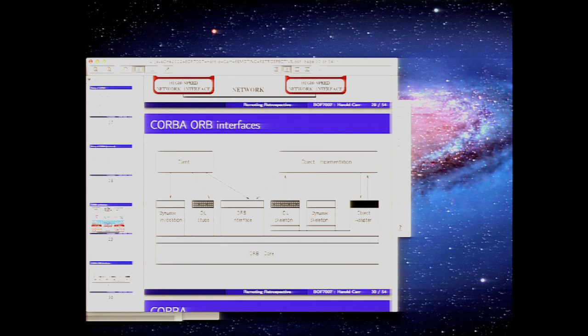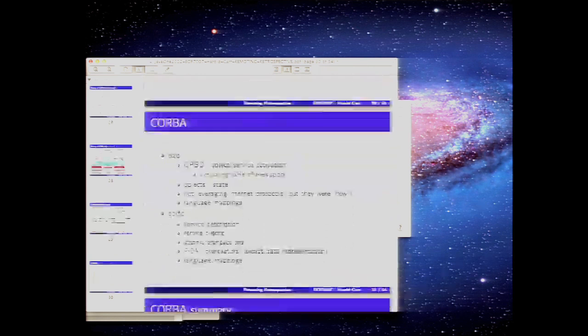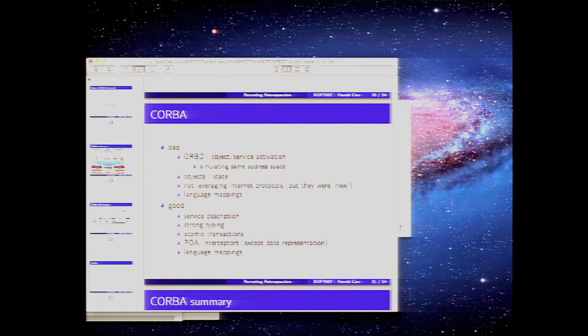And then the ORB interface. Okay, so let's go on. So here's the good of CORBA, here's the bad. Let's start with the bad. ORBd, that's another one of those activation things. If it's not running, it'll get it running for you. It's objects. Well, objects pretty much by definition have state. And I think that's another thing we've learned over time: don't put server-side state in your distributed system. And it's also not leveraging the internet protocols. To be fair, they were, quote, kind of new. HTTP was certainly new about the same time as CORBA.